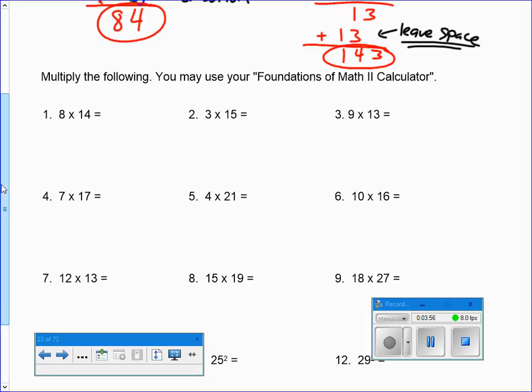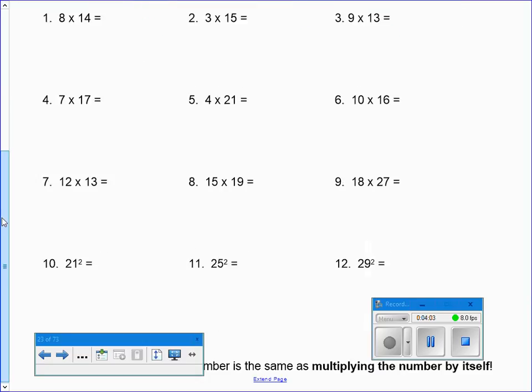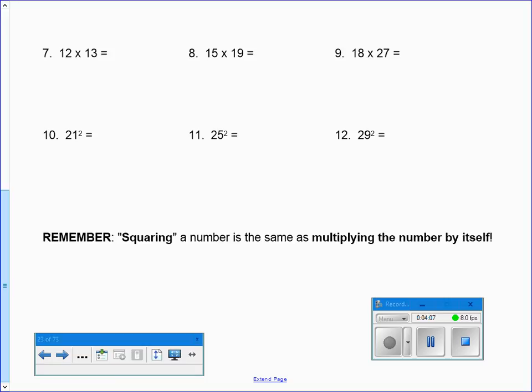Down here you have a bunch of practice problems, so work through these and practice the multiplication. Some of you haven't done it for a while; it will come back the more you practice. At the bottom here, one thing important to point out, these last two were squaring. This is a special type of multiplication. Squaring a number means we're multiplying the number by itself. It's important to remember we're multiplying the number by itself, not multiplying by 2.